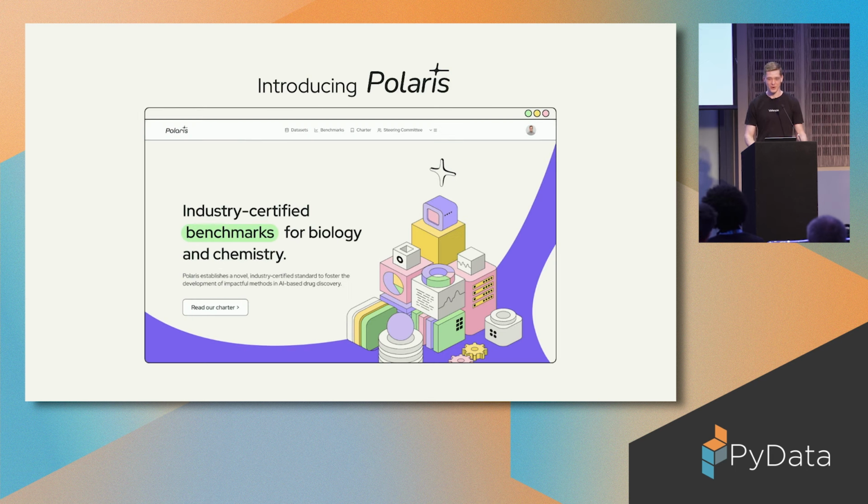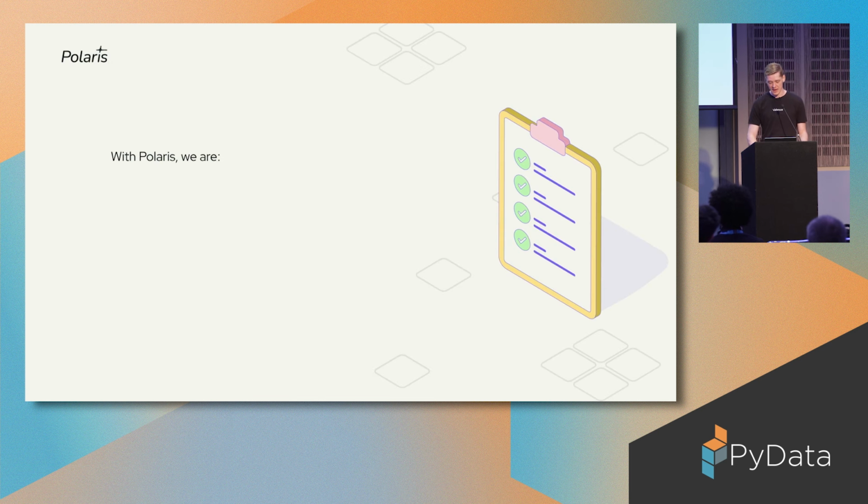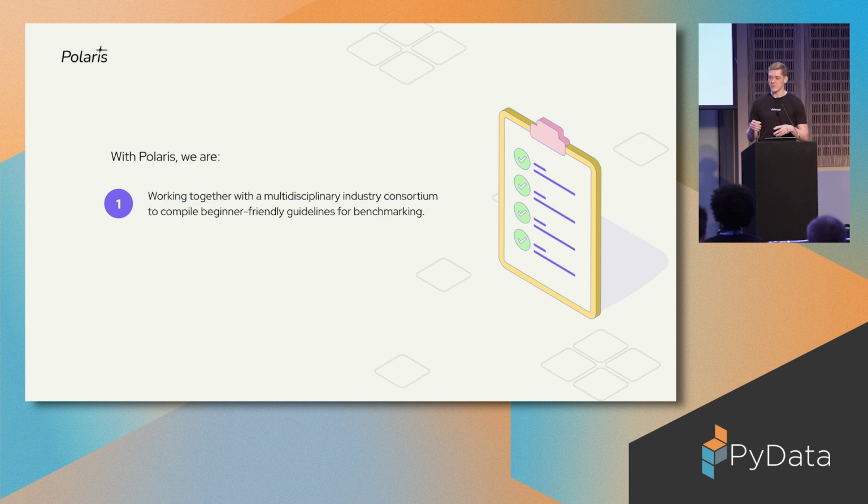Okay, so this is where Polaris comes in. Polaris is an open source and open science initiative to improve the benchmarking standards in drug discovery and ML-based drug discovery. Specifically, we're taking a two-angled approach. On the one hand, we're working together with a multidisciplinary and cross-industry group of partners. The goal with this more scientific direction is to come up with beginner-friendly guidelines that simplify the adoption of best practices within drug discovery.